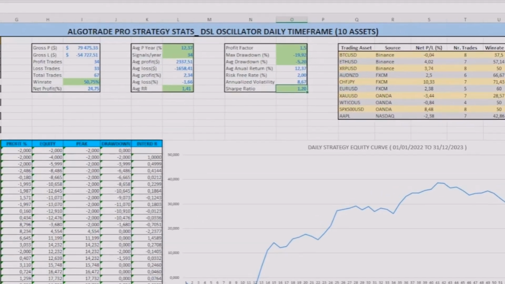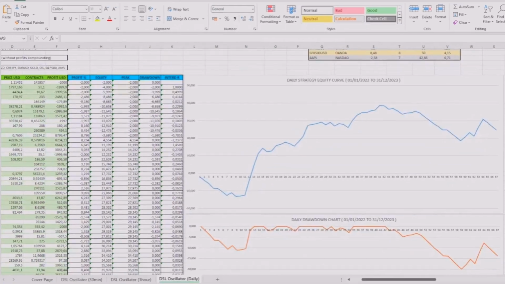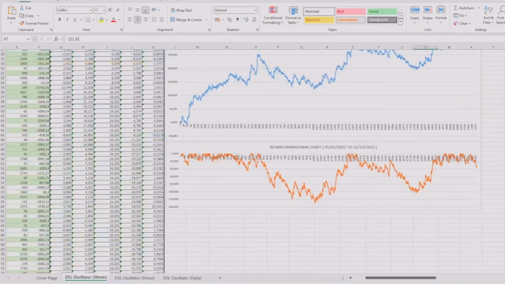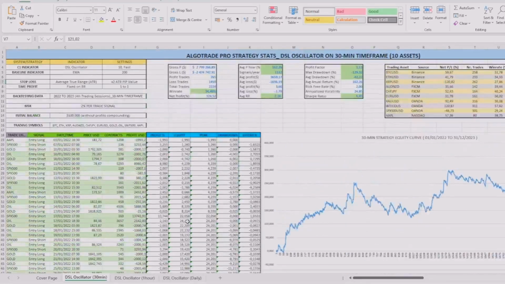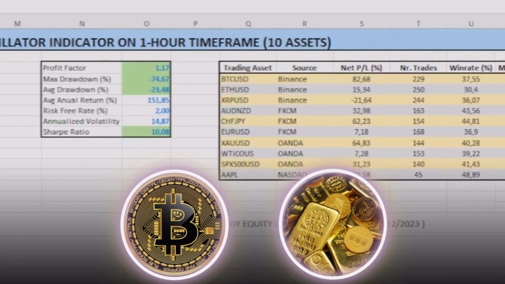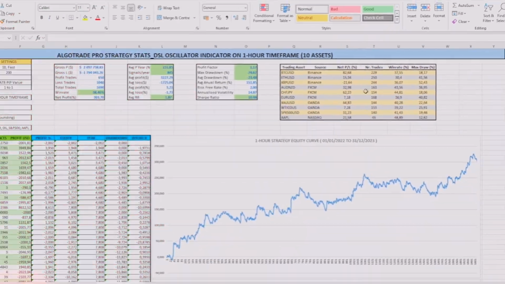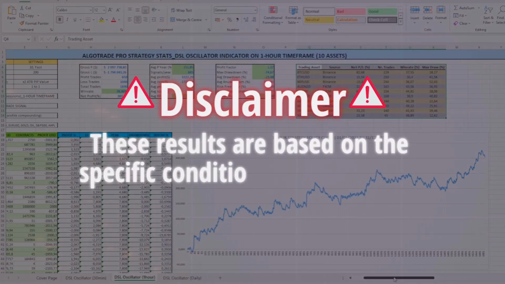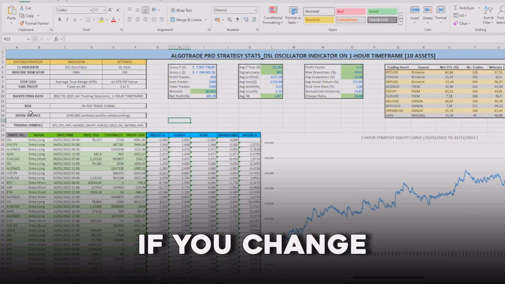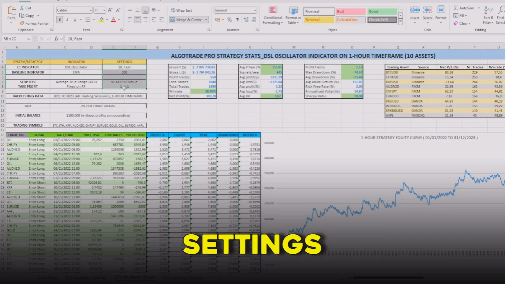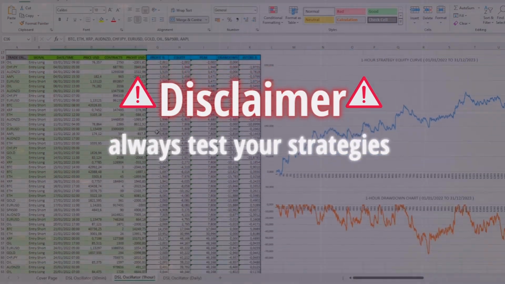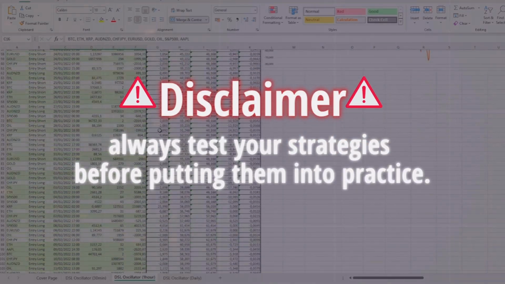Overall, based on this comprehensive analysis across multiple timeframes and assets, it is clear that the DSL Oscillator is really an indicator with a lot of potential and great for some assets like Bitcoin and gold. Of course, keep in mind that these results are based on the specific conditions and settings I used for this test. If you change the conditions, settings or even the assets, your results may change. So always test your strategies before putting them into practice.